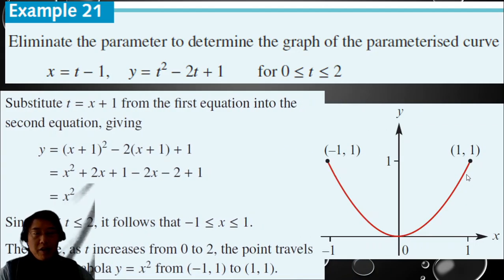So what we have here, you can see it's a section of that parabola. Okay, so don't just pay attention to the details that are given in the question.